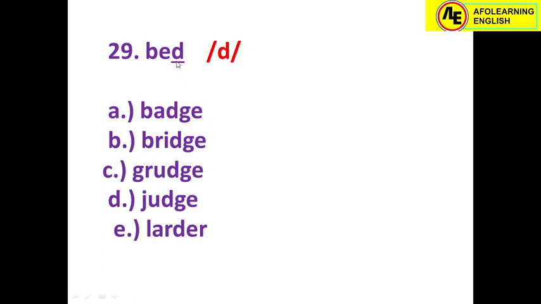Number 29, bed. The correct answer is ladder. The letter D is silent in options A, B, C, D. Option E is the correct answer because it contains the consonant sound D.